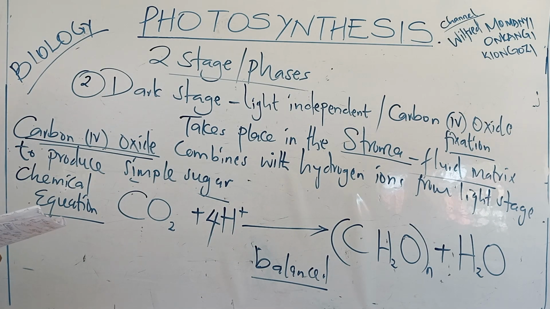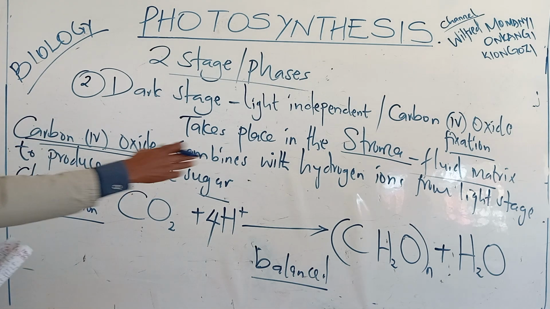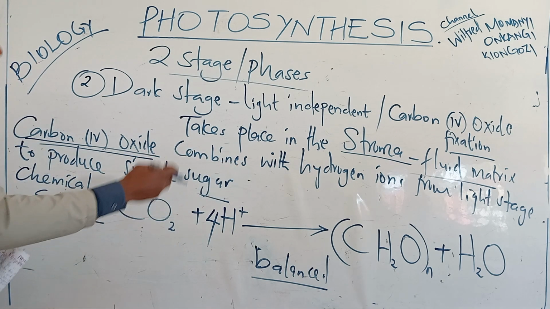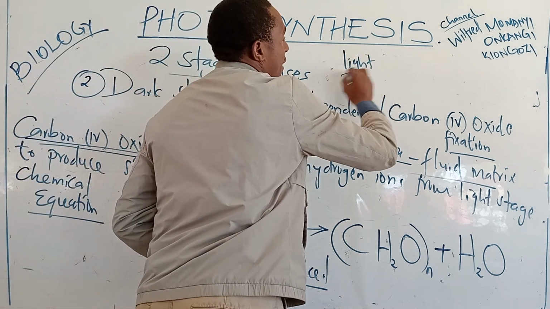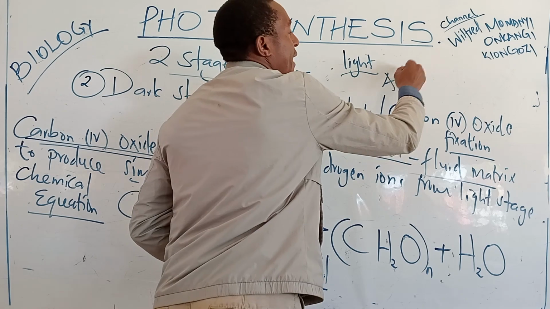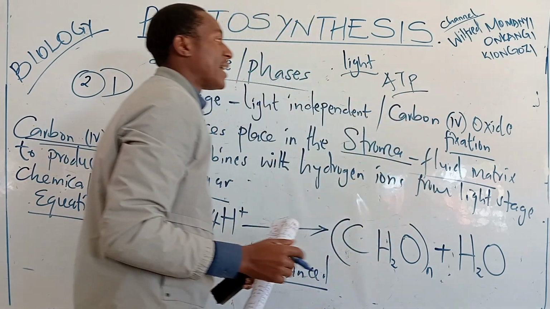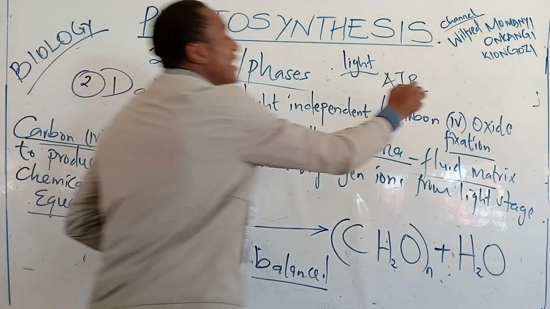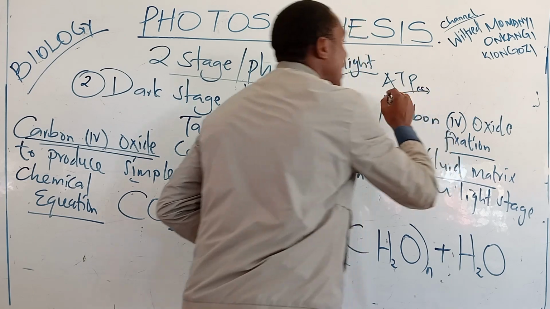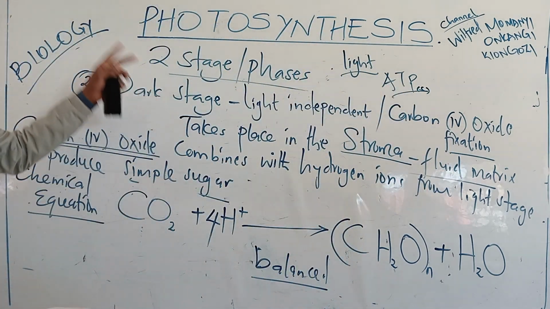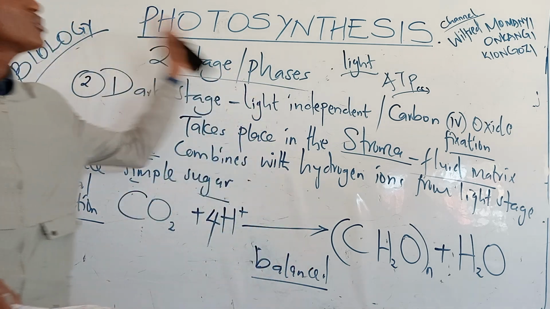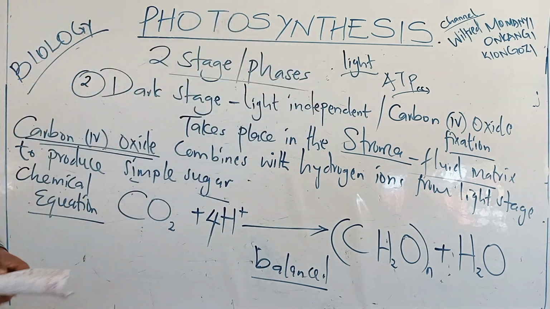The next thing is, of course, in this stage, the whole process gives us what we call ATP. From the light stage, there is formation of what we call ATP molecules. These are adenosine triphosphate molecules that are used in storage of energy. So that energy that is used in the whole process is also produced in the same process.